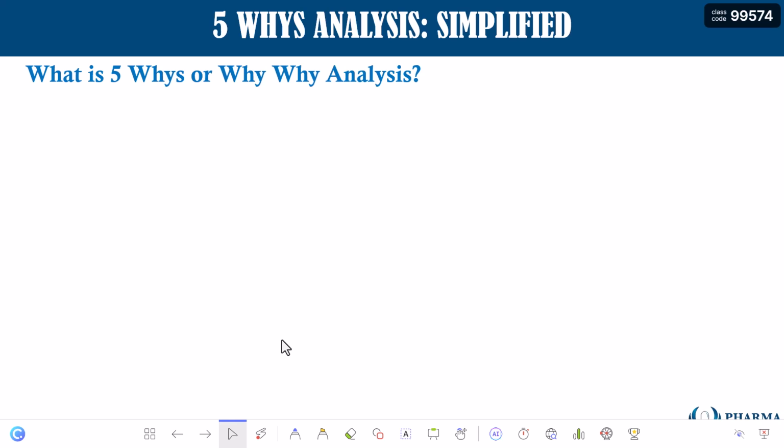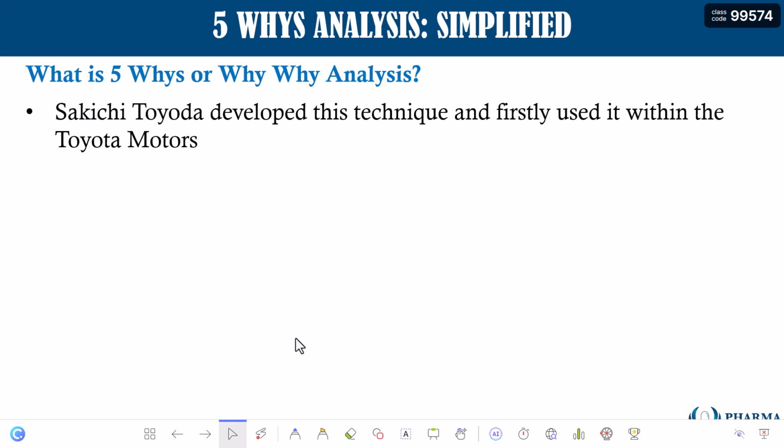Let us now begin our talk by understanding what exactly Five Whys means and who invented this very interesting tool. Sakichi Toyoda developed this technique and first used it within Toyota Motors. And it is not only possible to utilize this tool in the automobile industry, but one can use it for any other industry, like the pharmaceutical industry.